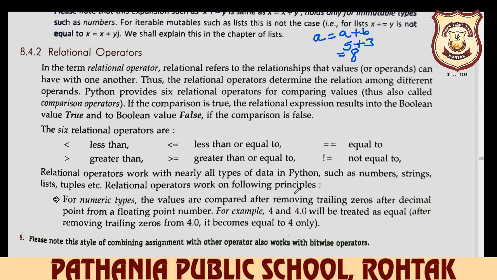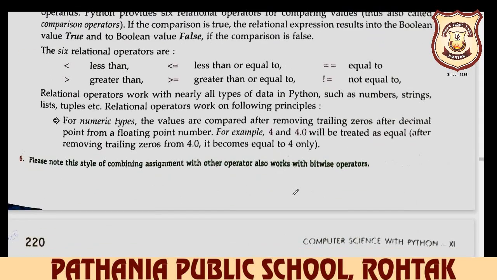Relational operators work with nearly all types of data in Python, such as number data types, string data types, list, tuple, etc. You use the relational operator in mostly every field in Python. Relational operators work on the following principle. Number one, for numerical types, the values are compared after removing trailing zeros after the decimal point from a floating point number. For example, 4 and 4.0 will be treated as equal, because after removing the trailing zero from 4.0 it becomes equal to 4 only.